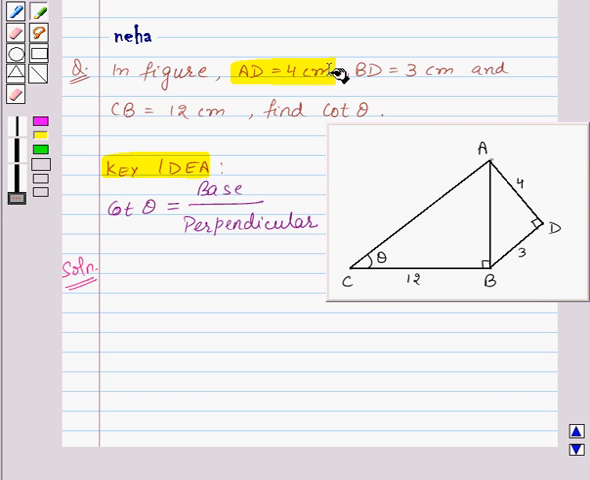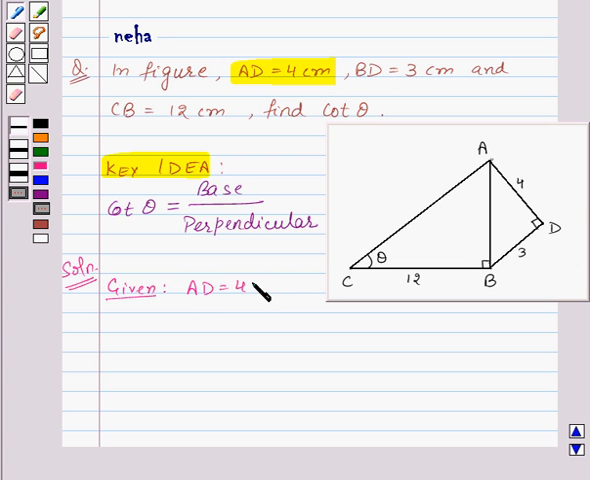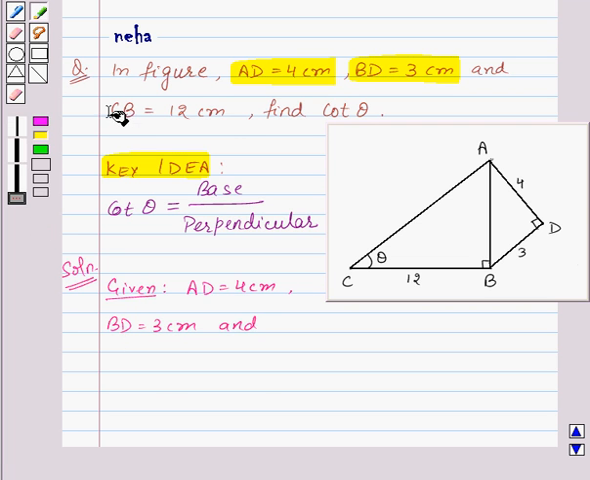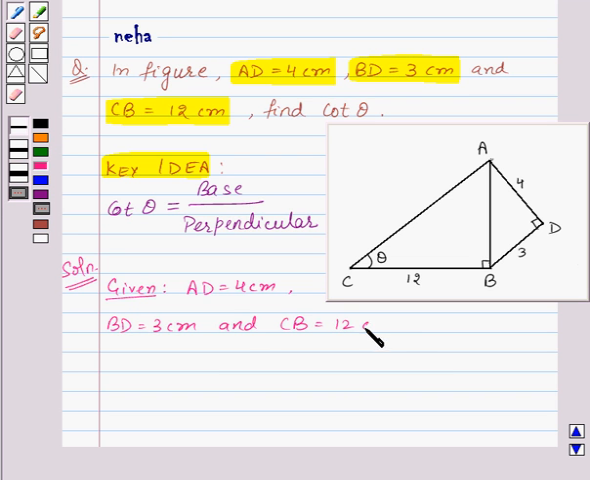We are given that AD is equal to 4 centimeters, BD is equal to 3 centimeters, and CB is equal to 12 centimeters. And we need to find cot theta.